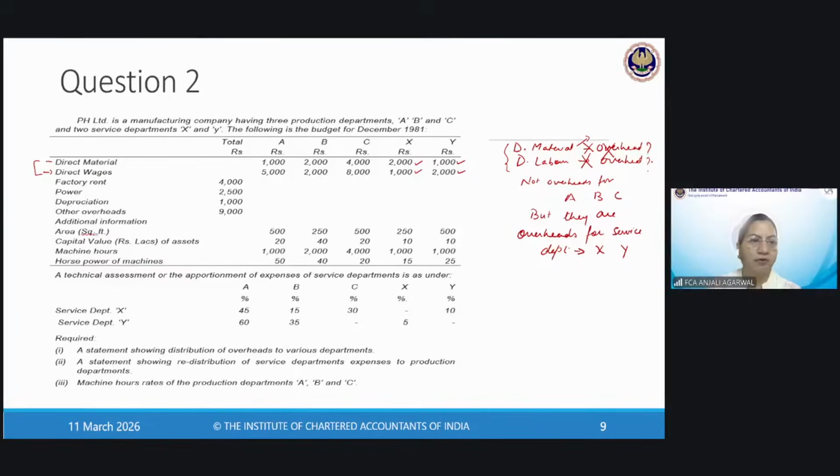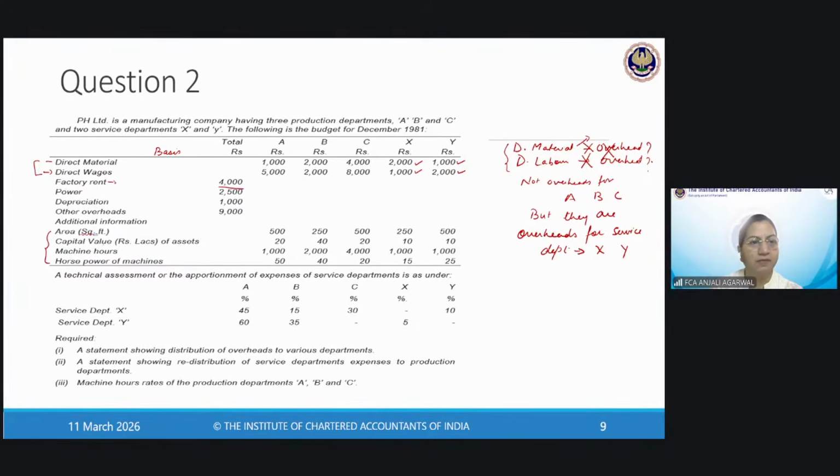Next type of overheads are given as factory rent. It is not given for A, B, C, X, and Y. It is given only as factory rent. I'll not go into the presentation because of a little constraint of time. I'll do it here itself. You will create one more column. You will write factory rent. Then you will write what is the basis for apportionment of factory rent. So you have some additional information here: area, capital value, machine hours, horsepower of the machine.